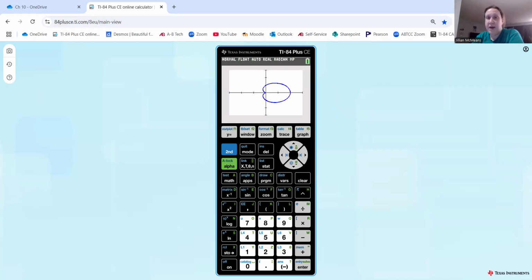And there you have it, okay? So notice how our graph is very rectangular. If you want it to look more natural, like what the graph would actually look like, you can go to this zoom button right here. The zoom button will do different things.